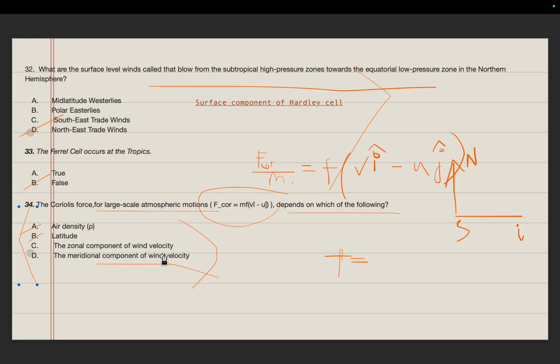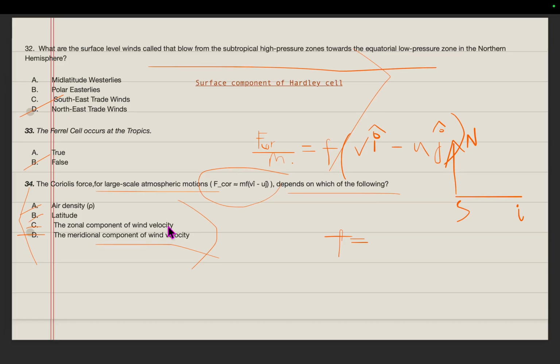Only for the Coriolis force per unit mass, there will be no dependence on the air density. So thank you. Question 34: all the options are correct.